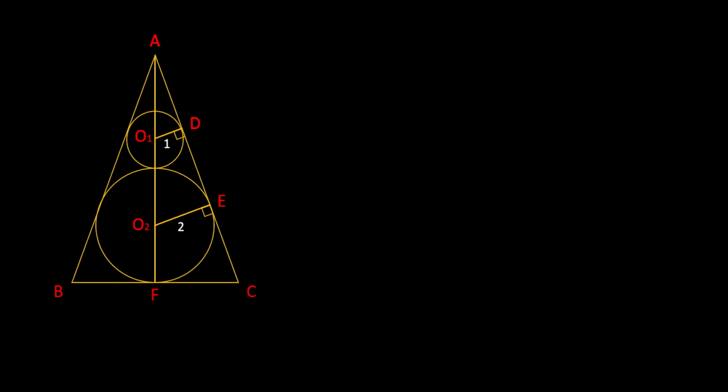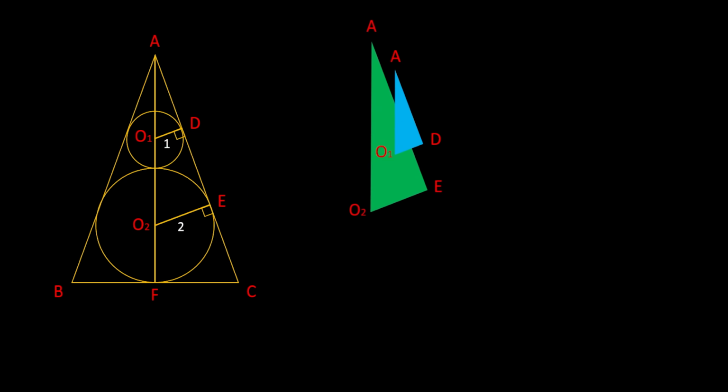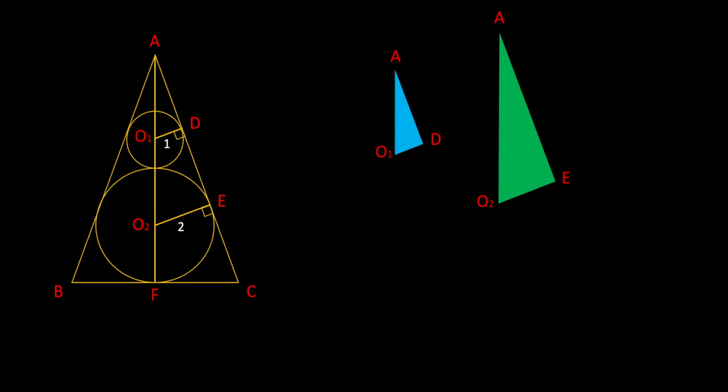Now let's isolate the right triangle ADO1 and also isolate the right triangle AEO2. We can see that these two triangles are similar to each other. That means that we can use the rule of similarity of triangles that states that the relation between sides AO1 and AO2 must be equal to the relation between sides DO1 and EO2.